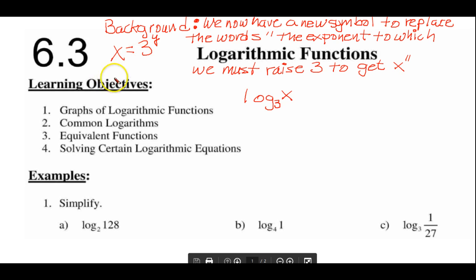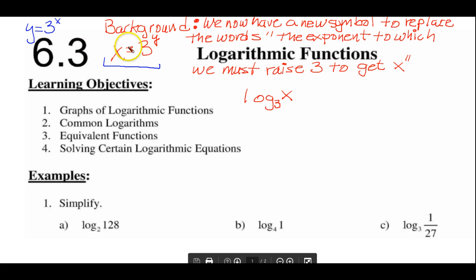Well, what we just had in the previous chapter, or section I should say, was this function right here, which you may recall was the inverse of this one. Y equals 3 to the x power. And if we switch that around, we got x equals 3 to the y power. That was the inverse.